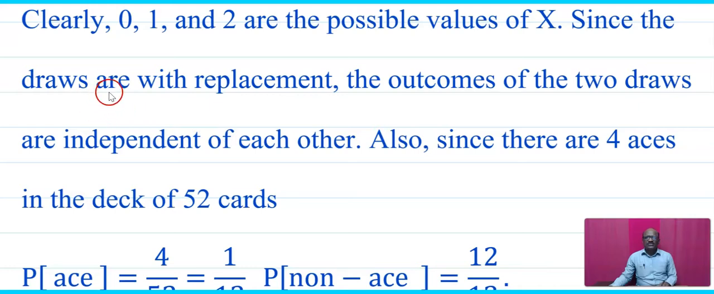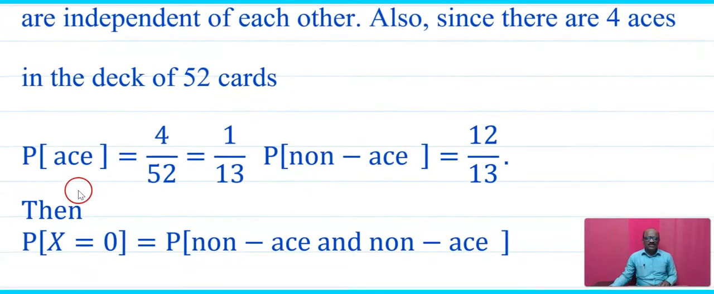Since the draws are with replacement, the outcomes of the two draws are independent of each other. Also, since there are 4 aces in a deck of 52 cards, the probability of an ace is 4 upon 52, that is equal to 1 upon 13. Non-ace is 48 upon 52, and its fraction is 12 upon 13.